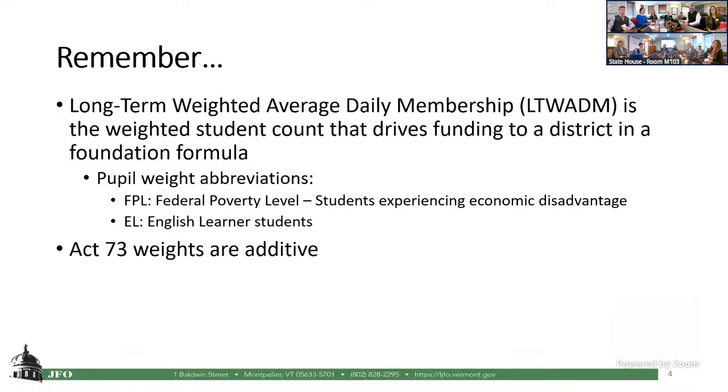Some pupil weight abbreviations that you should also be familiar with are FPL, Federal Poverty Level, which stands for our students experiencing economic disadvantage. We also have EL, which are the English learner students. So those are important to keep in mind. Also keep in mind that under Act 73, the weights are additive. So if a student is an FPL student and an EL student, you would add those two on top of each other.